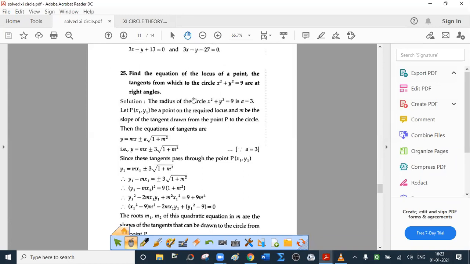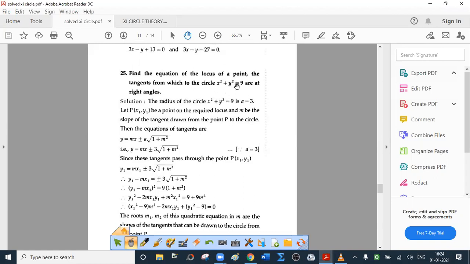Then 25th, find the equation of the locus of a point, the tangents from which to the circle are at right angles. You should be able to tell me answer directly. Yes, you guessed it right. It is x square plus y square equal to 2 into 9, that is 18. Do you remember that result? Locus of points, tangents from which to the circle x square plus y square equal to a square are at right angles is again a circle x square plus y square equal to twice a square. It is called as a director circle.